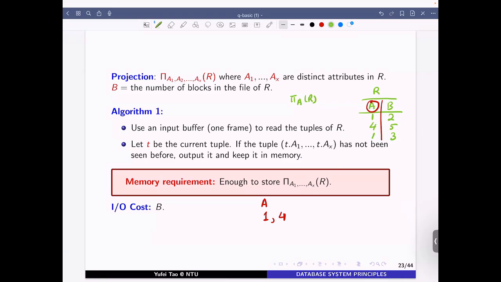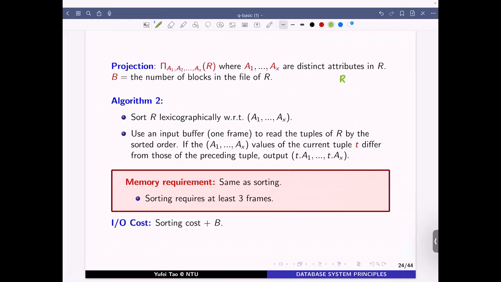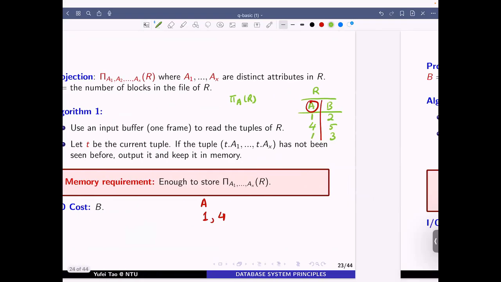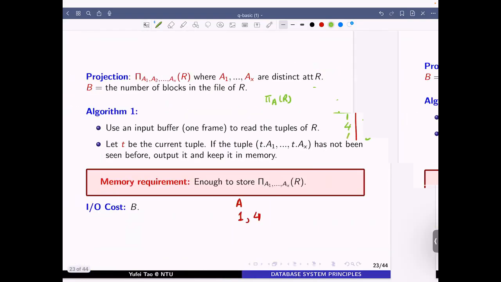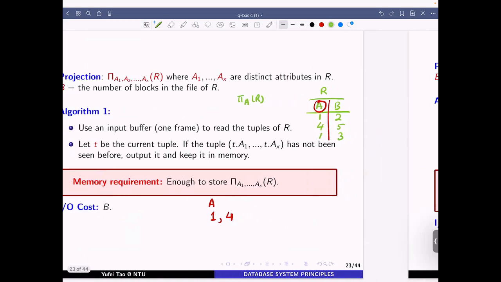So what this algorithm says is, you know what? How about we sort the relation based on this attribute A? If you do that, you will get a sorted order. A, B. You got 1, 1, 2. Let me take a look at the B values. Sorry, 1, 1, 4. And then you have 2, 3, 5.